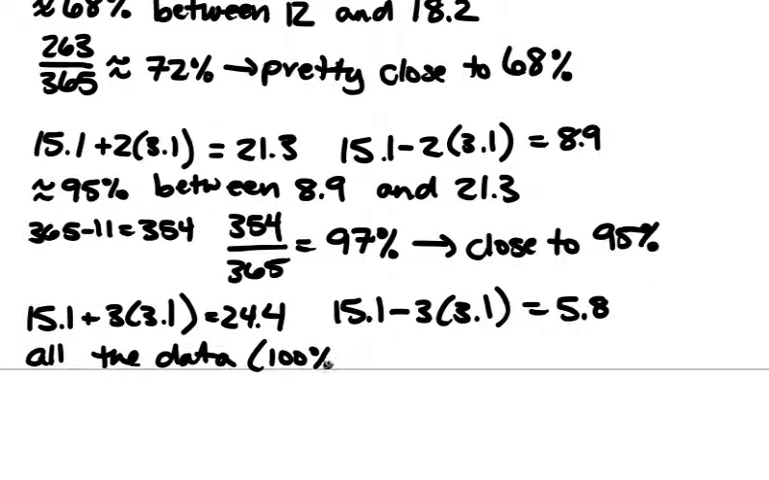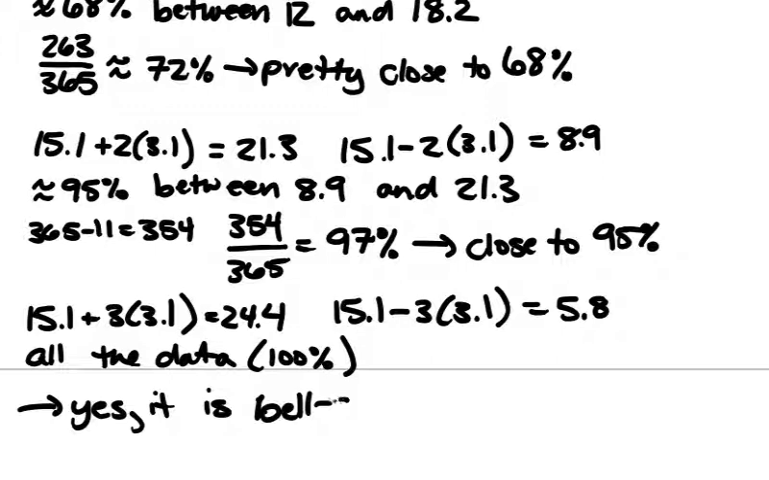Again, what we said was that virtually all, or 99.7%, of the data should be within 3 standard deviations of the mean. And again, that matches up with what we should have for a bell-shaped distribution. So I would say, yes, it is bell-shaped. That's my conclusion.